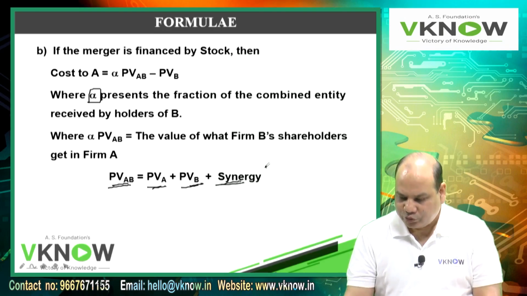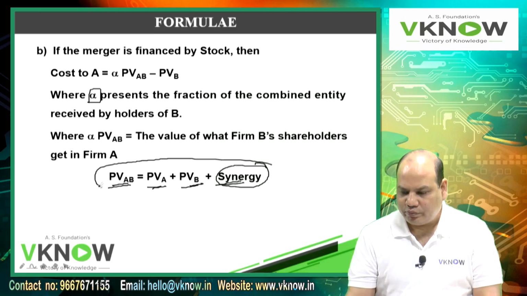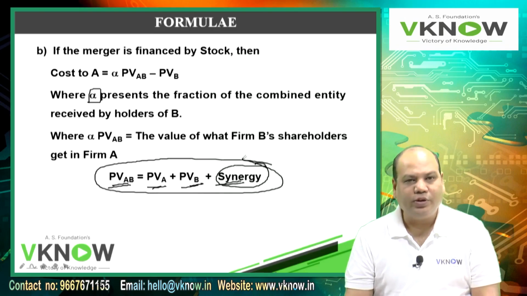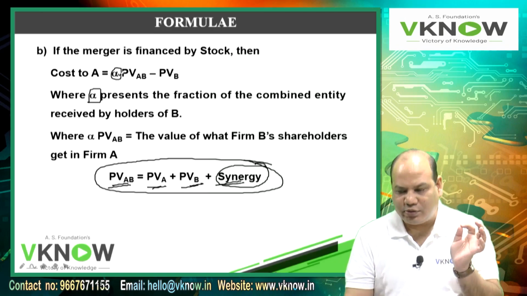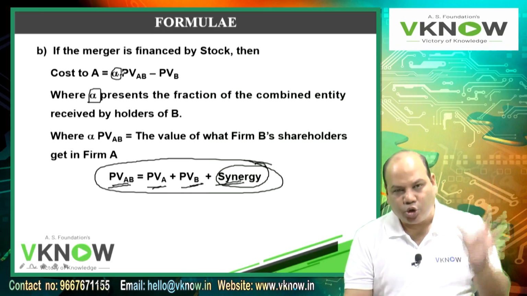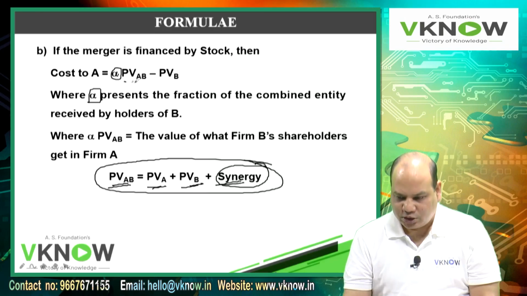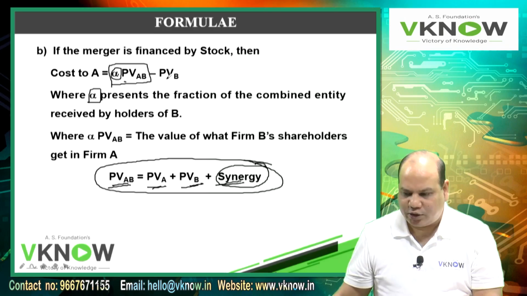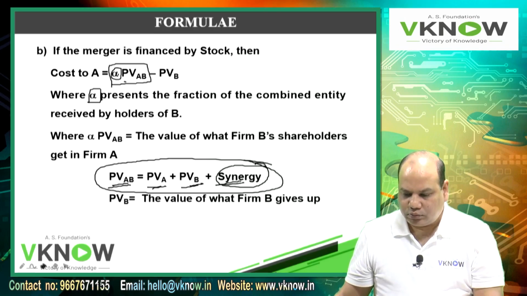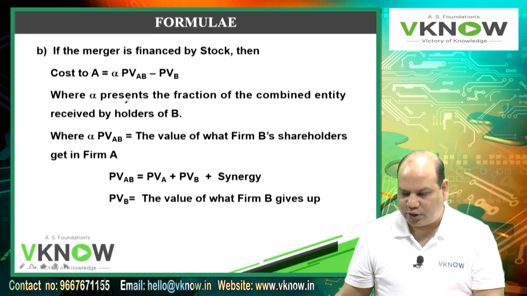So what you have to do, see, you have to understand the process. First find the synergy value, then find the value of the combined entity, then calculate this alpha. This alpha will be the number of shares received by shareholders of B upon the total number of shares. When you multiply by the total value of the firm, you get the total stake in the merged entity. Minus their standalone value, the difference is the true cost of acquisition to A. PV of B means the value of what firm B gives up.